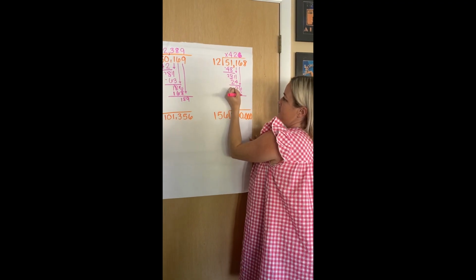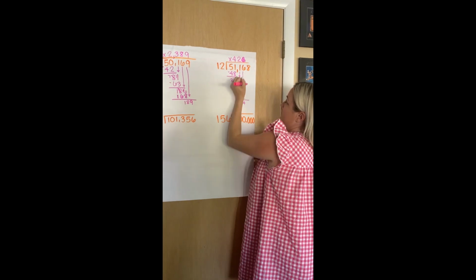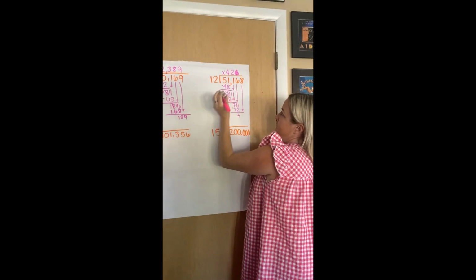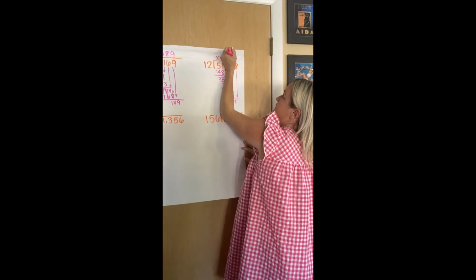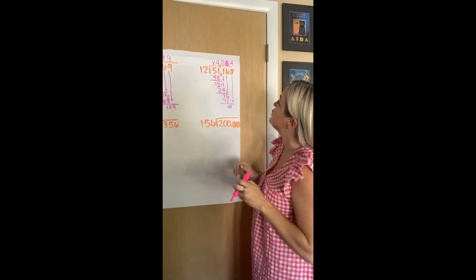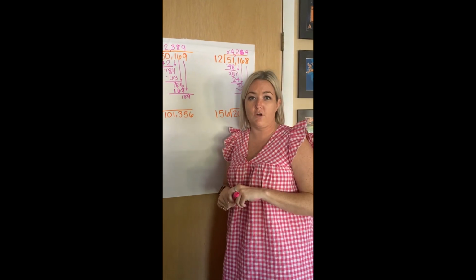And 76 minus 72 is going to give me 4. And I'm going to bring down my 8. 12 goes into 48 4 times. So my answer is 4,264. How's everyone doing so far?